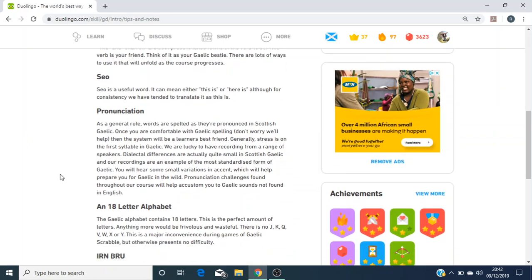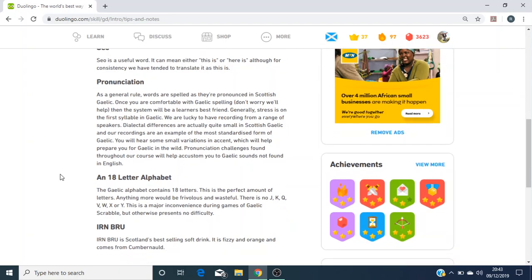Right, so next thing is about pronunciation. As a general rule, words are spelt as they're pronounced in Scottish Gaelic. Once you're comfortable with Gaelic spelling, the system will be a learner's best friend. Generally stress is on the first syllable in Gaelic. We are lucky to have recordings from a range of speakers. Dialectal differences are actually quite small in Gaelic, and our recordings are an example of the most standardised form of Gaelic. You will hear some small variations in accent which will help prepare you for Gaelic in the wild. Pronunciation challenges found throughout our course will help accustom you to Gaelic sounds not found in English.